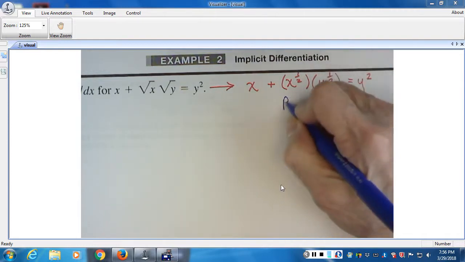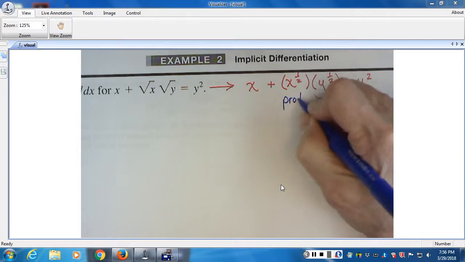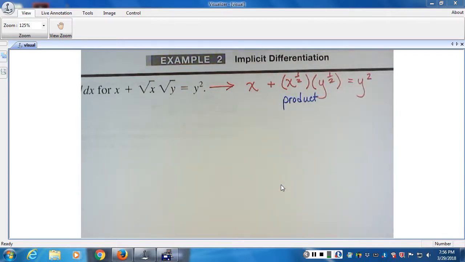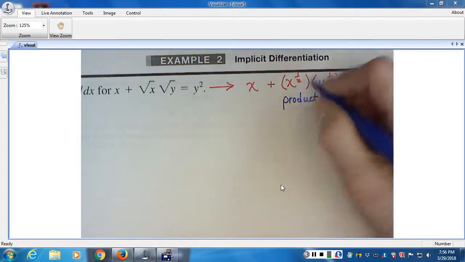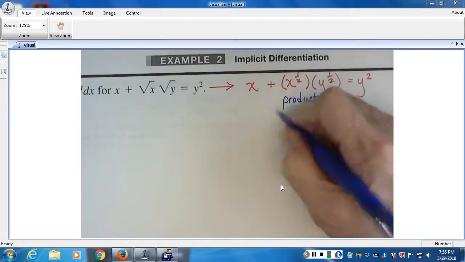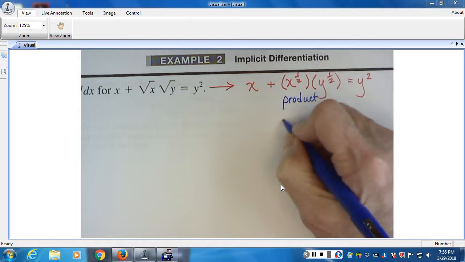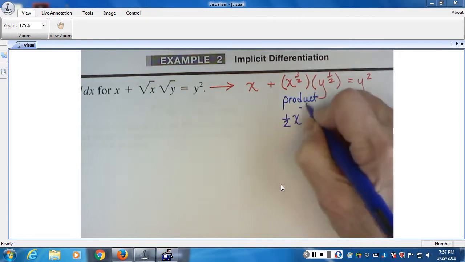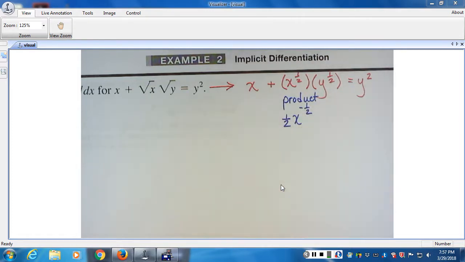Make note of the fact this is a product. That is a product. The derivative of x squared is 1/2 x to the negative 1/2.